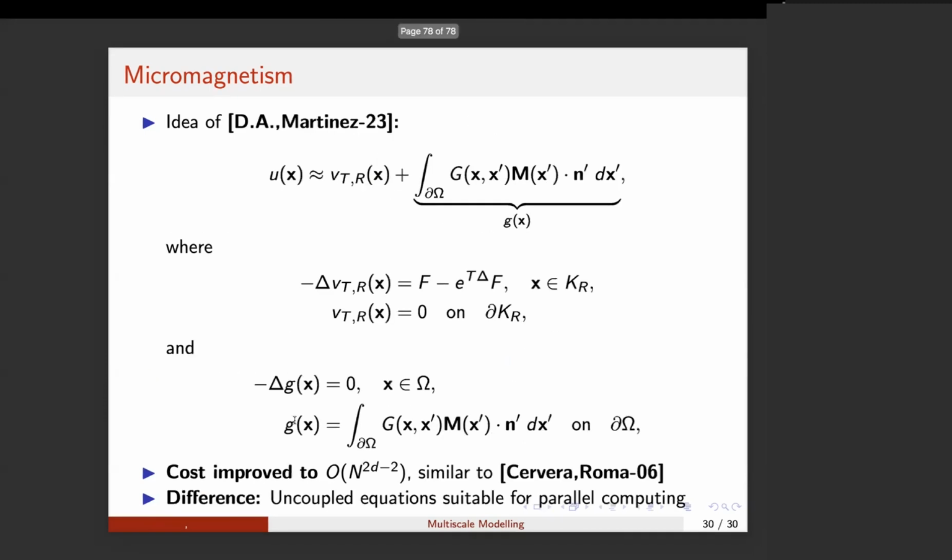But here, now, these two equations are totally uncoupled. And so that would be the advantage.